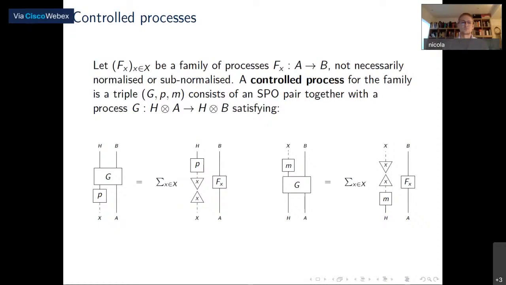Now, what do we mean by control? If we have a family of processes from A to B, not necessarily normalized or subnormalized, a controlled process for the family is defined as a triple consisting of an SPO pair that I have defined before, P and M, preparation and measurement, and a process going from H tensor A to H tensor B, where H is the system used to encode the preparation, which satisfies the following graphical properties: when an agent acts with a preparation, everything decoheres, and the same with the measurement. This essentially signifies that an agent who is able to interact with a control system through a preparation and a measurement sees it as a kind of classical preparation and measurement. They are able to control, to choose a member of the family, and then to measure it, to make sure that this is the choice that happened.